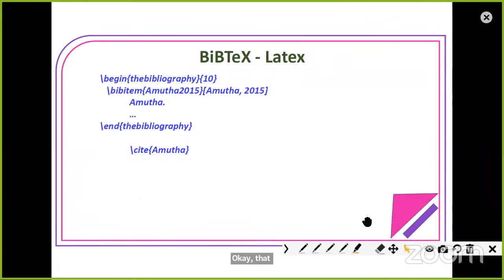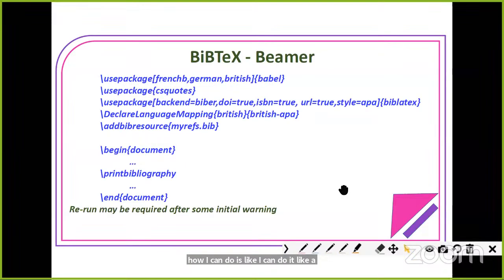Okay, so for including this bib file, how I can do it is like a bib file and then I can include it. Similarly here. There is a .bib file, and that bib file I'm including in my preamble. And if I'm writing print bibliography, automatically it will print with the format given in the style.